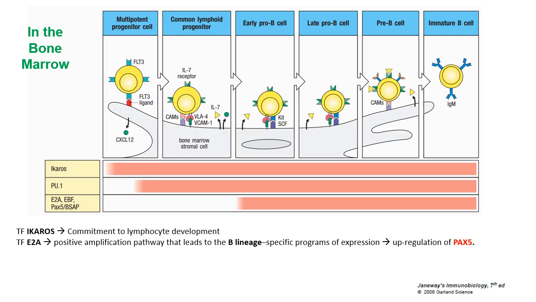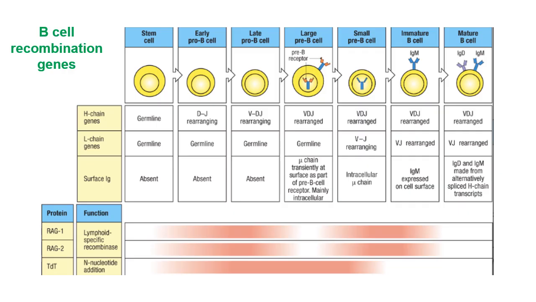Important things to know about your transcription factors. Remember, Ikaros is important for lymphoid lineage, so B cells and T cells are going to have it. But then here, your E2A transcription factor is really the one that is important for commitment of your B cell. Okay, E2A and the PAX5. E2A actually gets expressed a little bit earlier than your PAX5. But once you express those two, this is when you have a total commitment for B lineage.